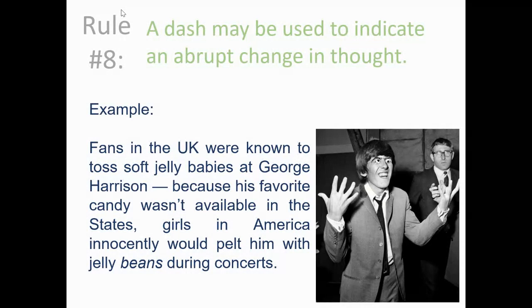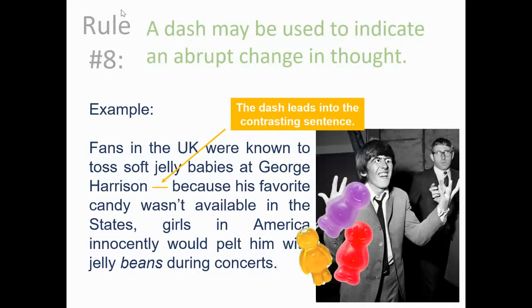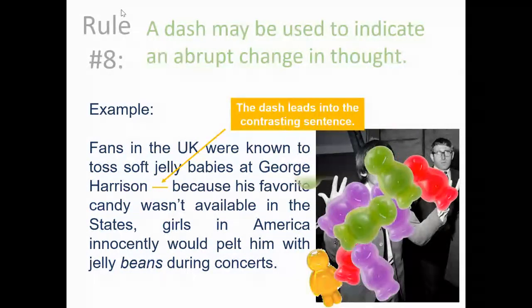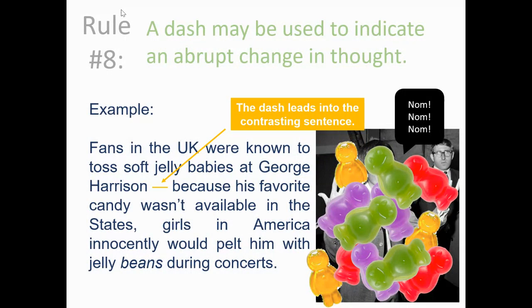Fans in the UK were known to toss soft jelly babies at George Harrison because his favorite candy wasn't available in the States. Girls in America innocently would pelt him with jelly beans during concerts. I want to focus on the first half, that they would toss these soft jelly candies at him, but in the United States, they couldn't find jelly babies, so they threw jelly beans at him. And the dash is a way of giving me a real interesting contrast between those two halves of the sentence. So therefore, here they are throwing these little jelly babies at him. Boing! Look at him go! Nom, nom, nom.